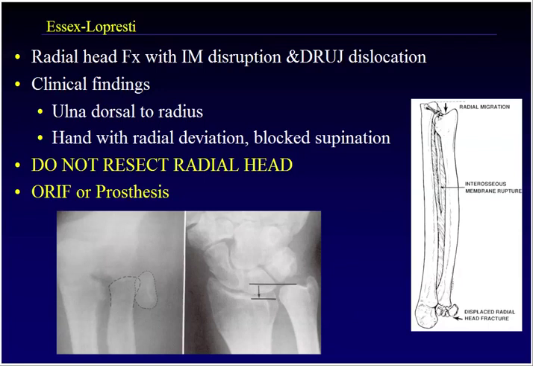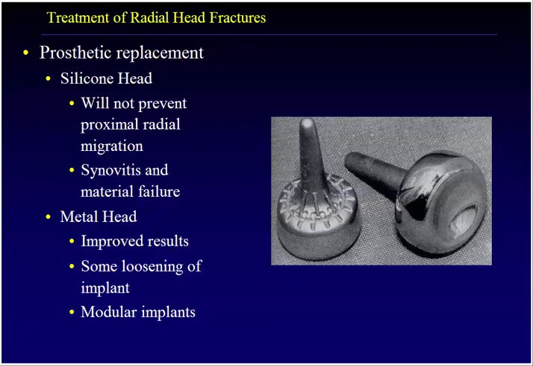The treatment of this, again, do not resect the radial head. Treat it with either ORIF or prosthetic replacement, and the reason for this, of course, is to prevent proximal migration of the radius. Silastic head implants will not prevent proximal radial migration, and they have been shown to be associated with significant silicone synovitis. So for that reason, the silicone radial head implant should not be used.